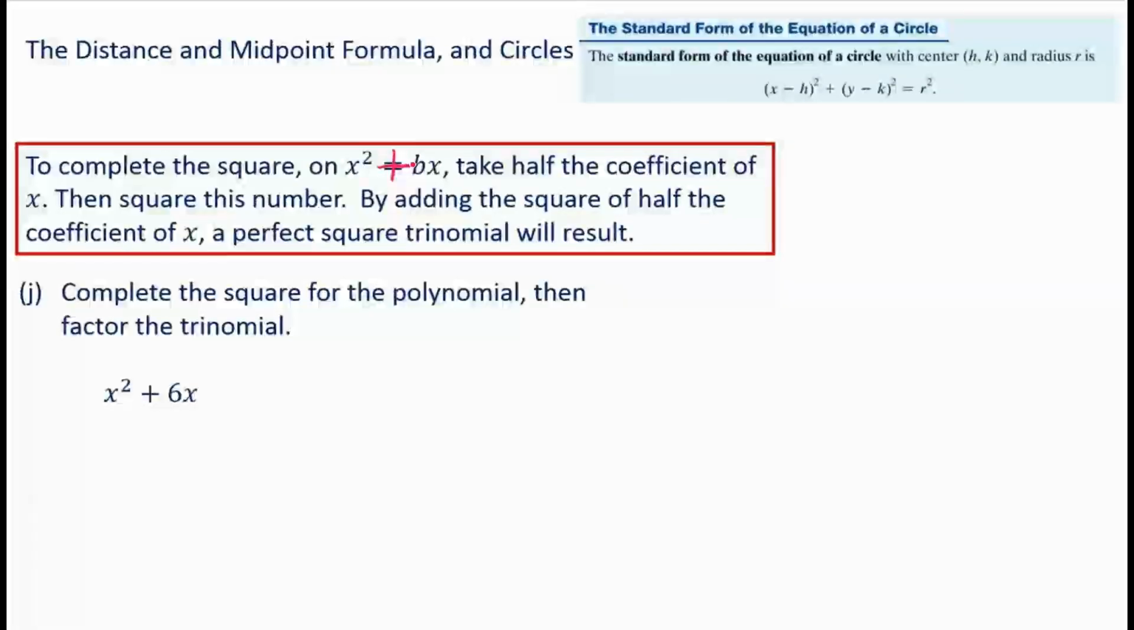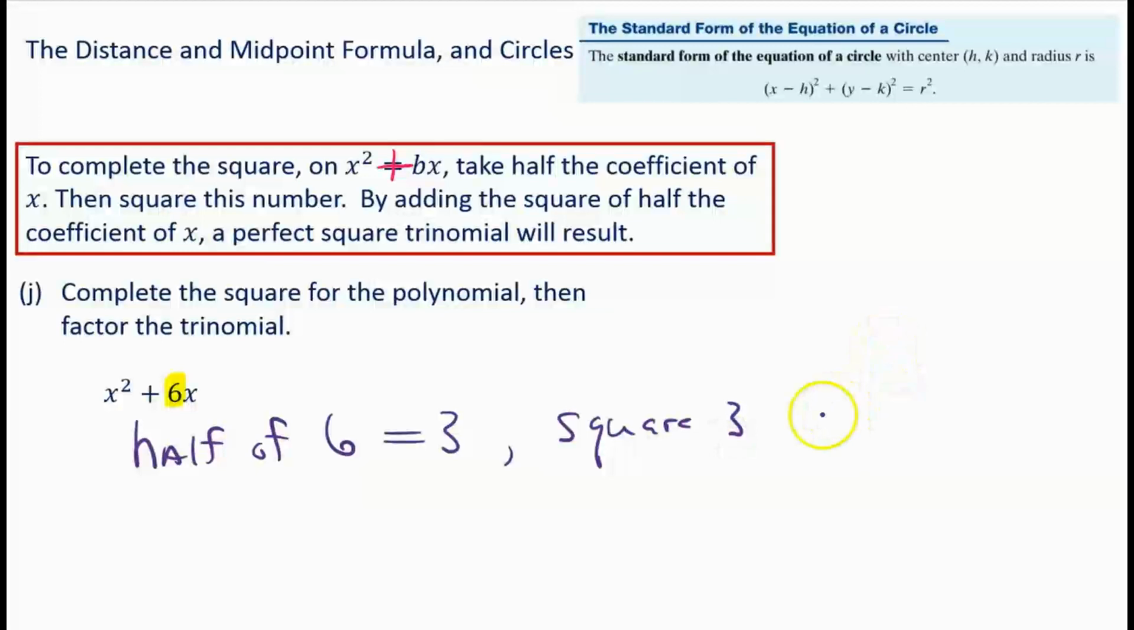So let's see if we can do that for this problem. First of all, take half the coefficient of the x. What is the coefficient of x? Well, that's 6. So here's what they want me to do. They want me to take half of 6. What, y'all, what's half of 6? 3, right? Then they want me to square this number. Then you square 3. Y'all, what's 3 squared? 9. Now, what do I do with that number? What they want us to do is add 9 to this polynomial.